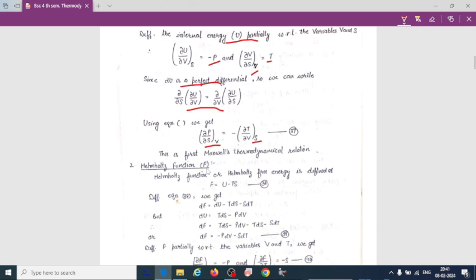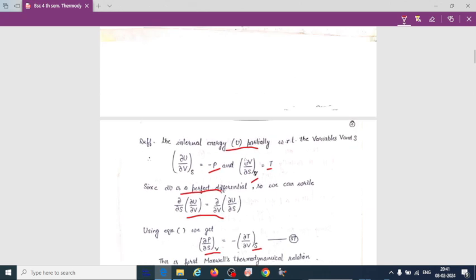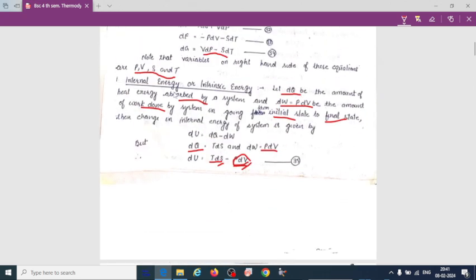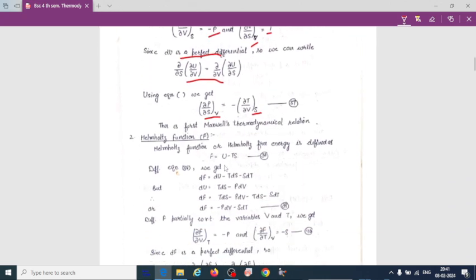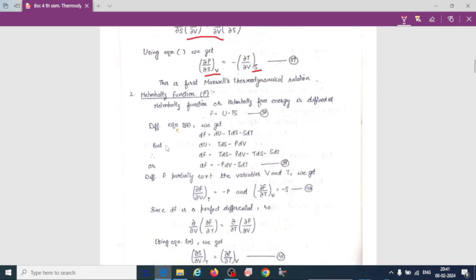Okay, so this is Maxwell's first thermodynamic relation that we obtained from internal energy. Next, similarly, the second equation, the Helmholtz function. The Helmholtz function is given by the difference between internal energy and the product of temperature and entropy. Once we write this equation for Helmholtz free energy, we should write it in differential form.